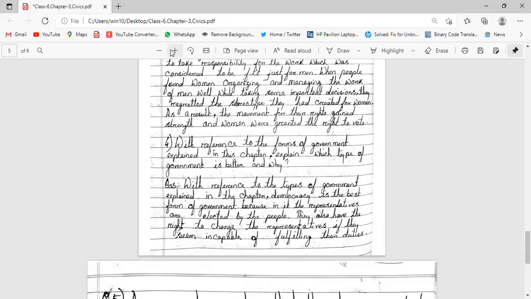With reference to the forms of government explained in the chapter, explain which type of government is better and why. Okay, with reference to the types of government explained in this chapter, democracy is the best form of government because in it representatives are elected by the people. They also have the right to change the representatives if they seem incapable of fulfilling their duties.